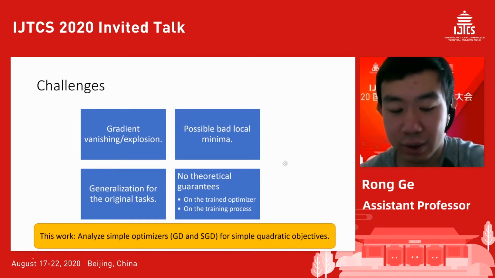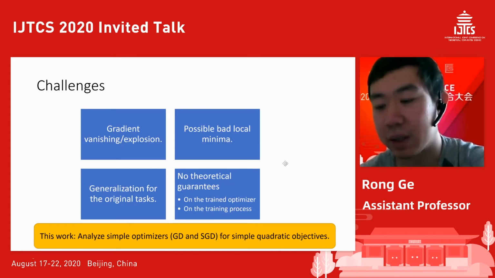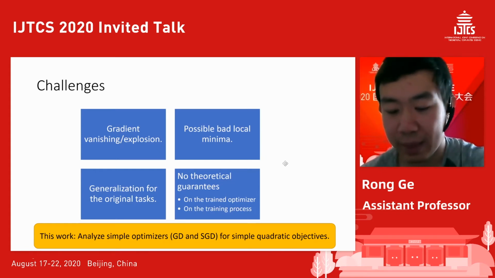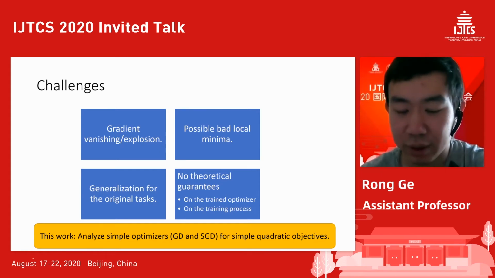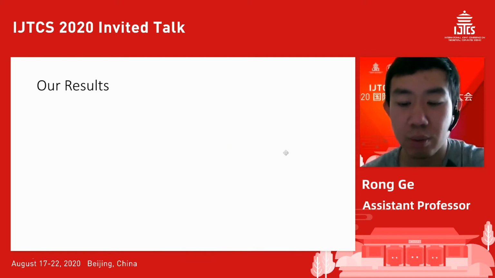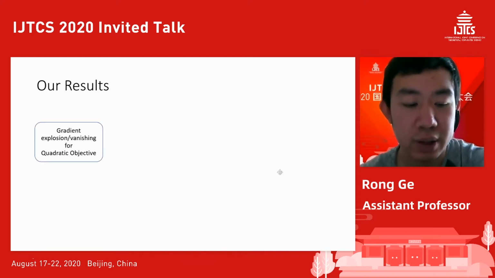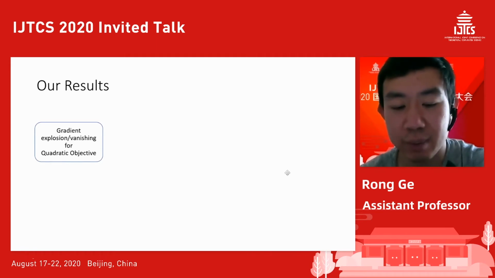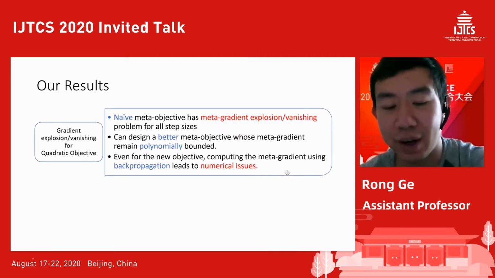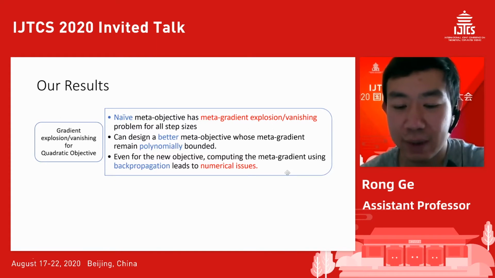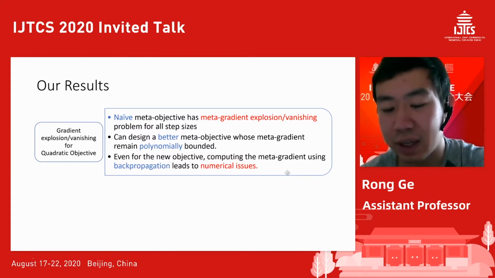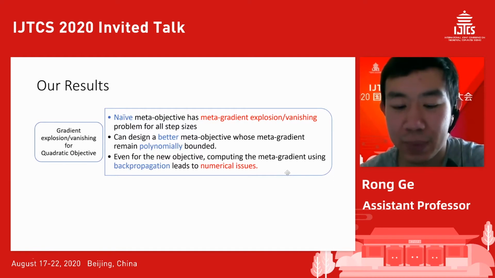And we are also going to analyze these simple optimizers on simple objectives. Most of our objectives are going to be quadratic. So we have a bunch of results for these simple settings. So first, for the gradient explosion vanishing problem, we show that if you define your meta objective naively, then the meta gradient explosion vanishing problem almost always happens. And so your training will get stuck or diverge.